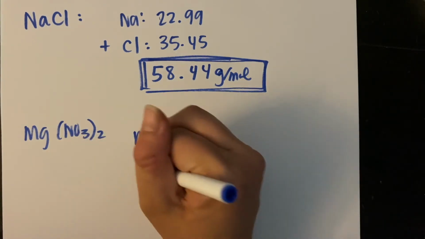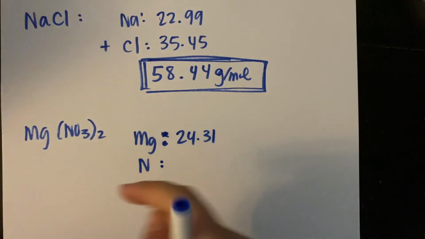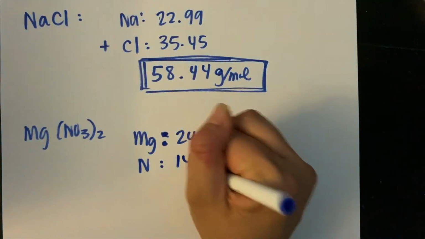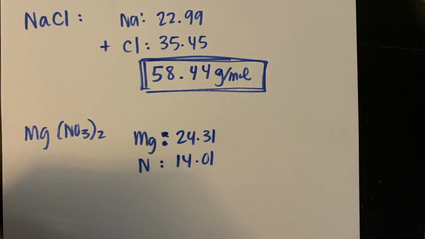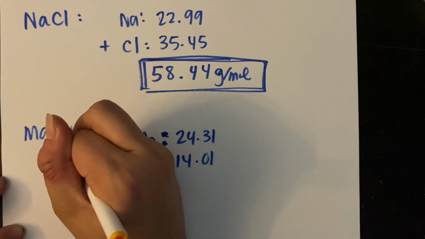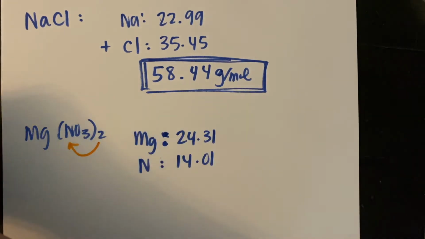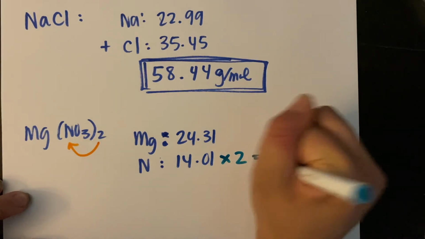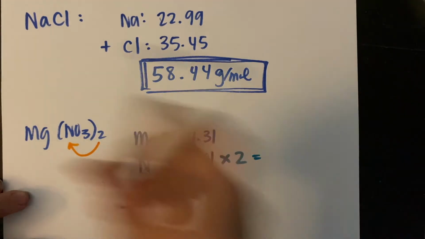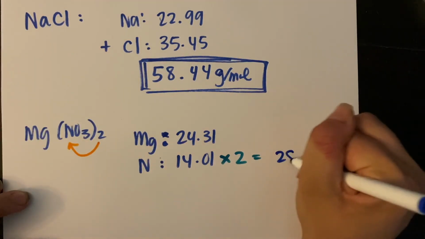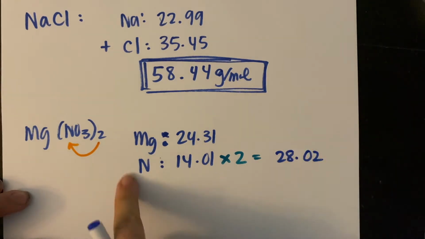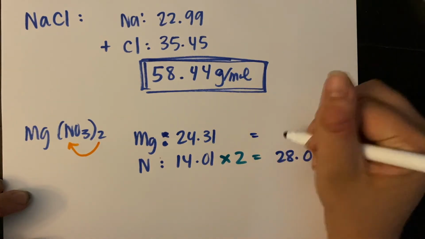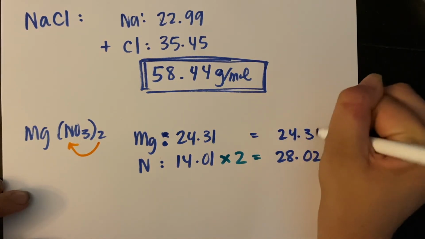Then I have my nitrogen. Nitrogen itself is 14.01. But there are going to be two of them, because there's two nitrate groups. So now I want to say times 2, because there's 2 nitrogens. So this will be 28.02 for my 2 nitrogens. Magnesium, there's only 1, so this is still 24.31.